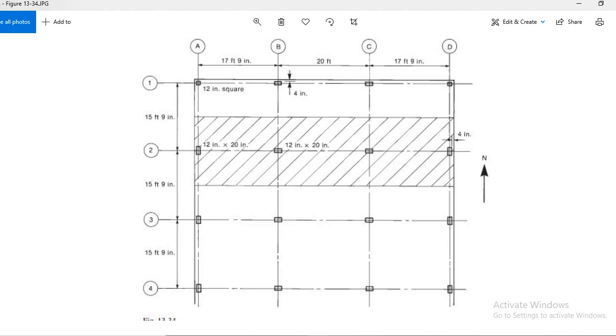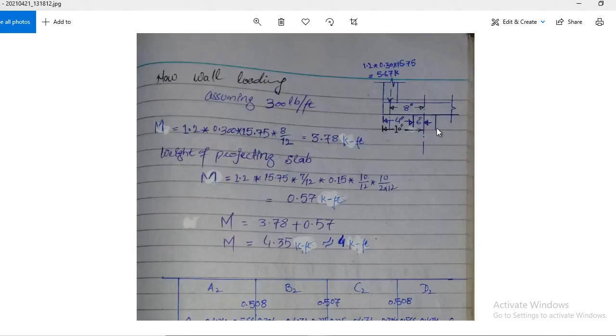And next, times 8 divided by 12. Okay, 8 inches is the thickness of the wall. So you got 3.78 kip-feet moment. Remember, this is moment. Sorry, 8 inches is not the thickness of the wall, it is this distance. So it is the moment arm, because this wall is causing a moment. So you got 3.78 kip-feet moment due to the wall.